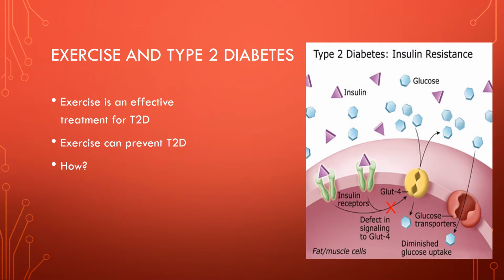So remember, you've seen this before. Type 2 diabetes is insulin resistance, where the insulin receptors don't signal the GLUT4 transporter to bring glucose into the cell. What exercise seems to do, and we're not going to get into all of the cellular processes that occur, but basically exercise bypasses the whole insulin system and directly signals the GLUT4 transporter to take up glucose.